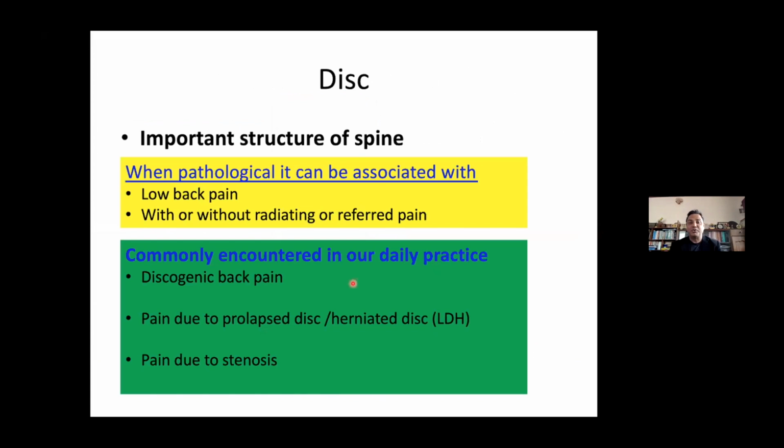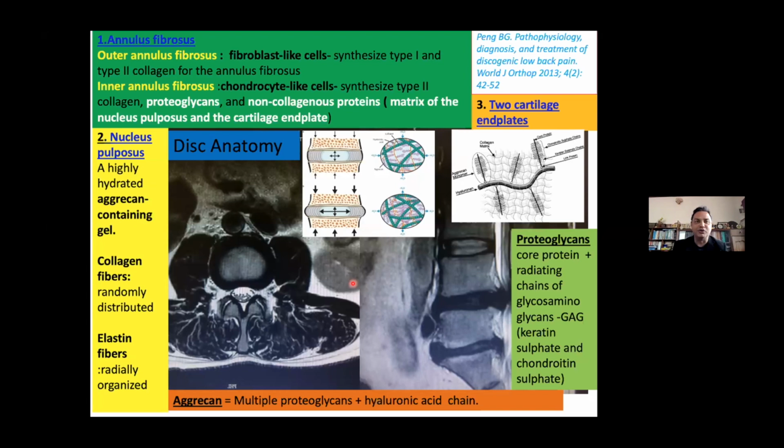So the disc is an important structure. When it is pathological, it can be associated with low back pain with or without radiating pain, discogenic back pain, and pain due to prolapsed discs and pain due to stenosis are commonly encountered in our daily practice. As you all know, the disc has two layers: the annulus fibrosus outside and the inner nucleus pulposus. The annulus fibrosus also has two layers, and the nucleus pulposus is a highly hydrated, gel-containing aggregate, and this disc lies between the two end plates.